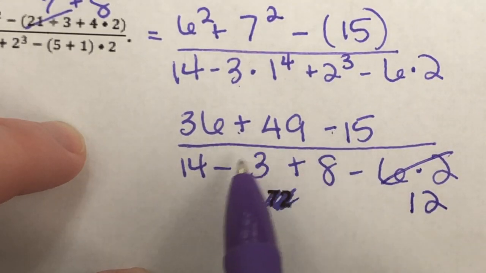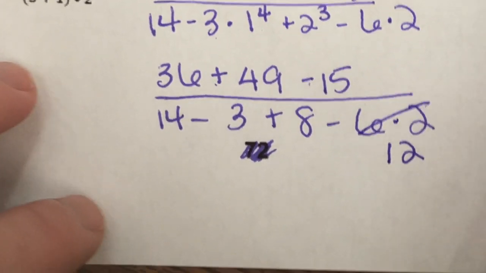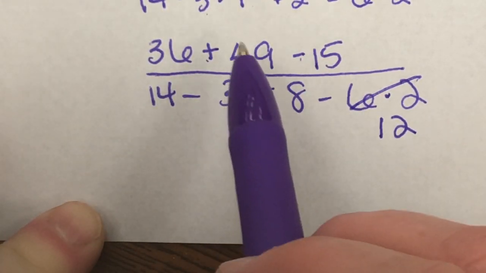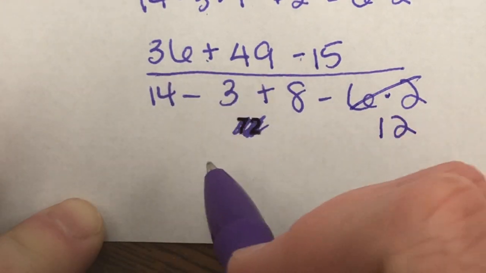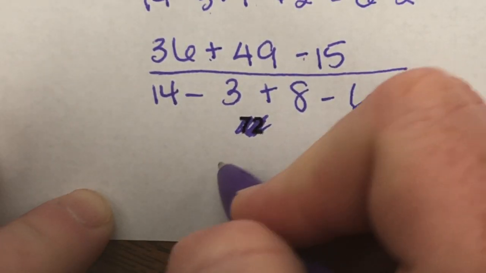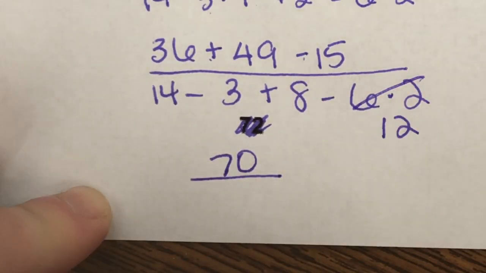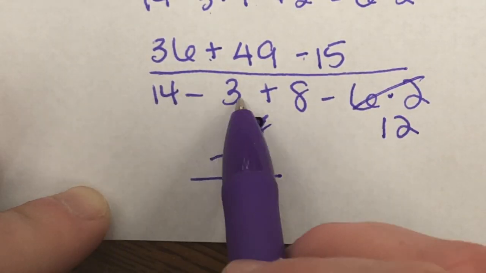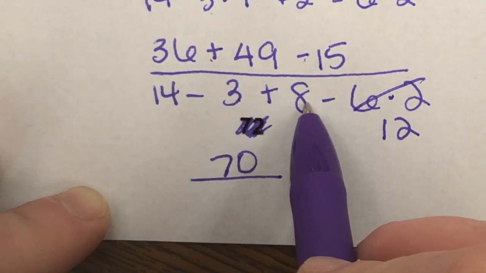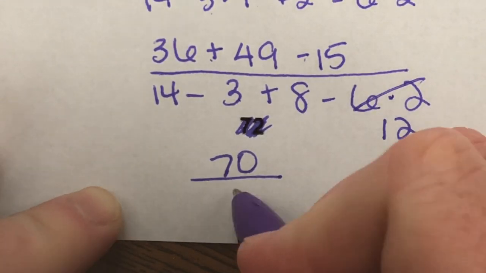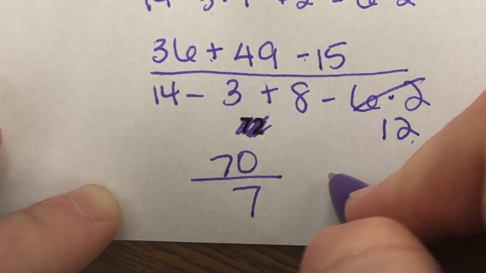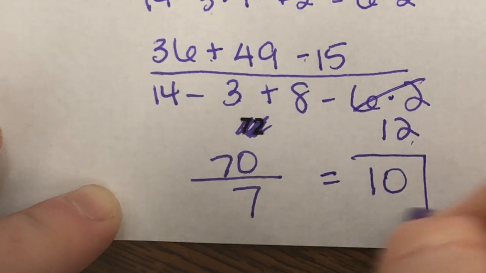Now I just have adding and subtracting. That's it. So all I'm going to do here is just go in order from left to right on the top and on the bottom. So 36 plus 49 is 85. 85 minus 15 is 70. And then on the bottom, 14 minus 3 is 11. 11 plus 8 is 19. And 19 minus 12 is 7. So I've got 70 over 7. Can I divide 70 by 7? Yes, I can. The answer is 10.